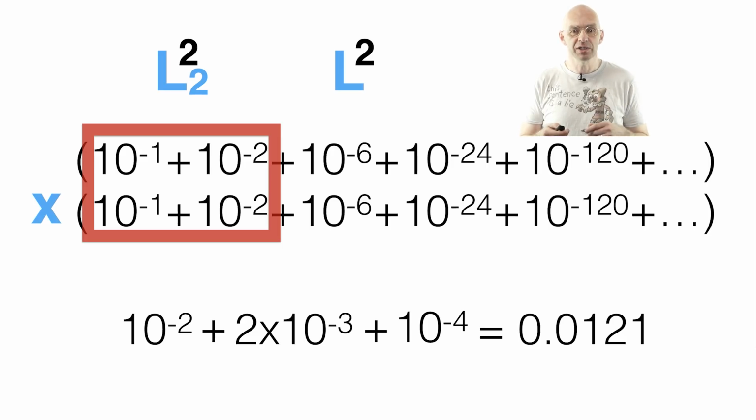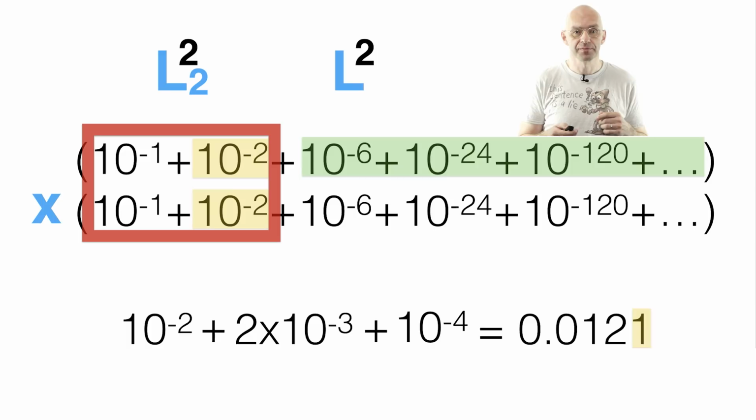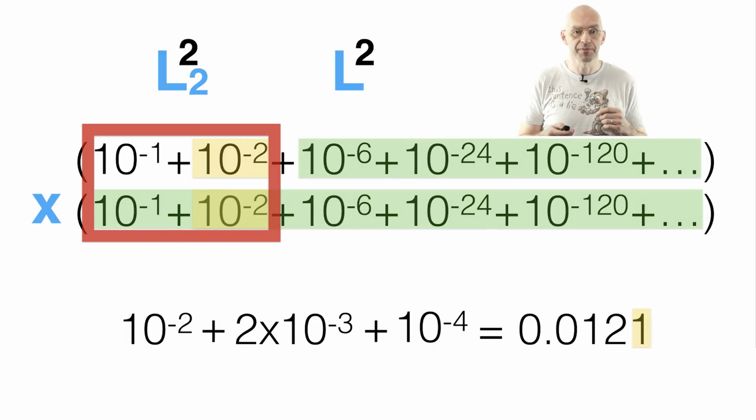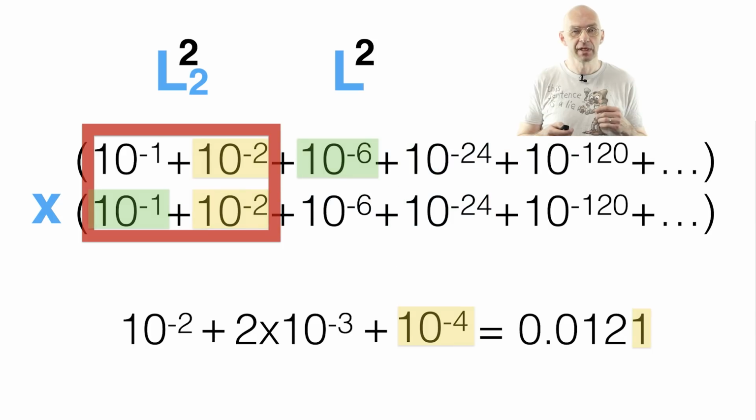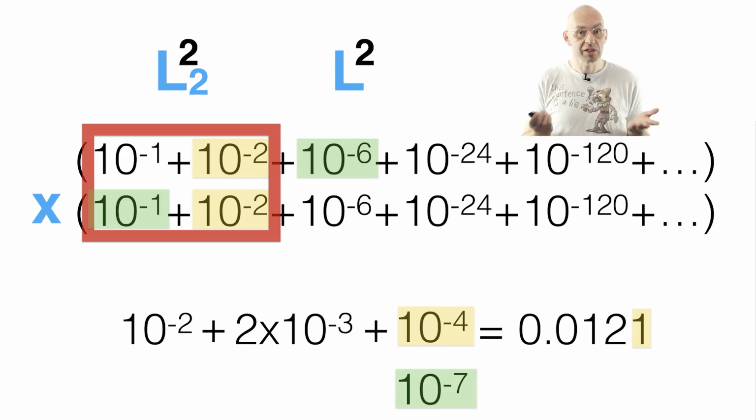Now, why are the digits of the squared truncation correct? Well, its rightmost digit, 1, comes from multiplying the rightmost term of the truncation with itself. For the other terms to interfere with the digits of the squared truncation, one of the terms outside the box at the top, multiplied with one of the terms at the bottom, should be at least as big as 10 to the minus 4. But the largest number we can make this way is 10 to the minus 6 times 10 to the minus 1, which is 10 to the minus 7. A lot smaller than 10 to the minus 4. Okay, so there's no danger here.